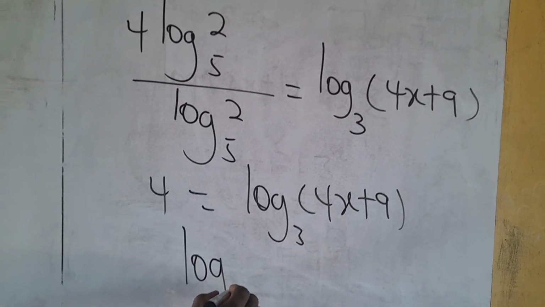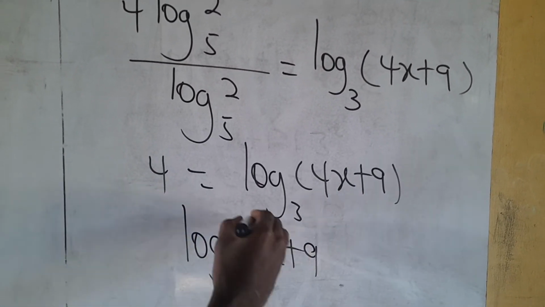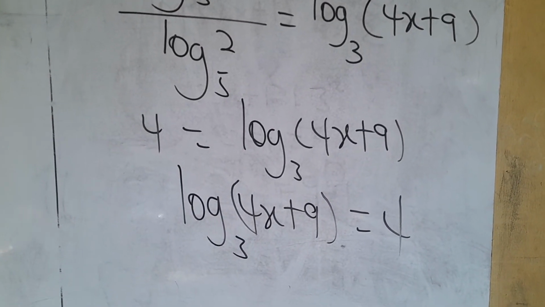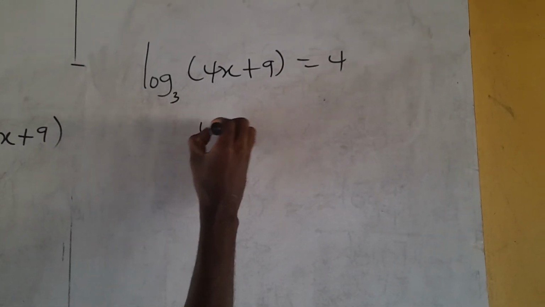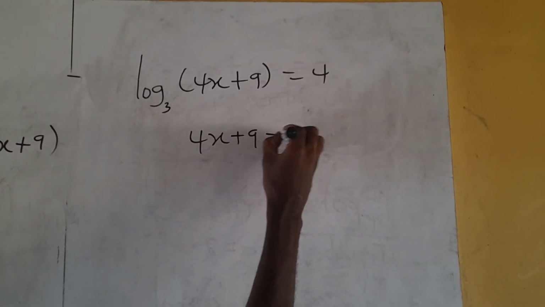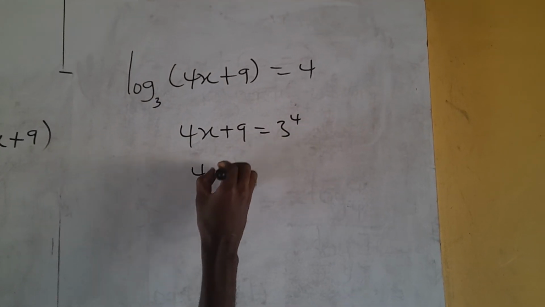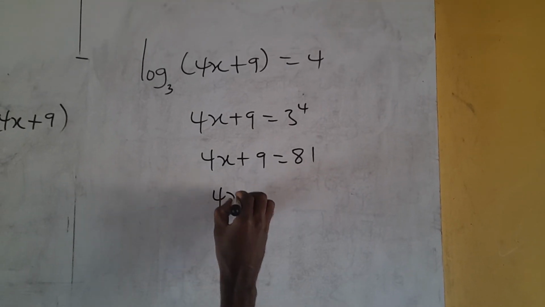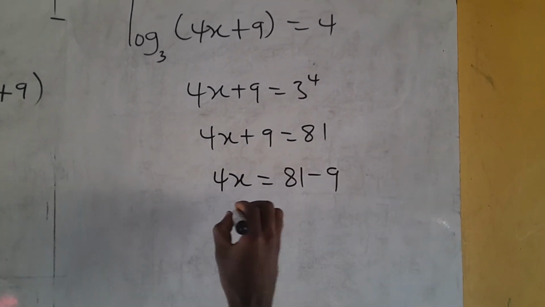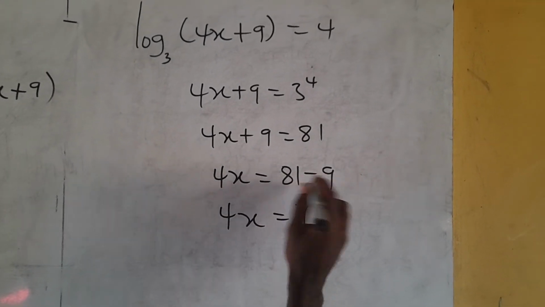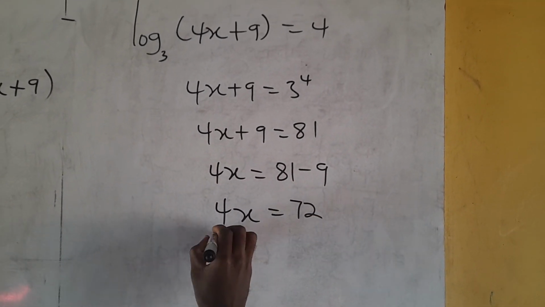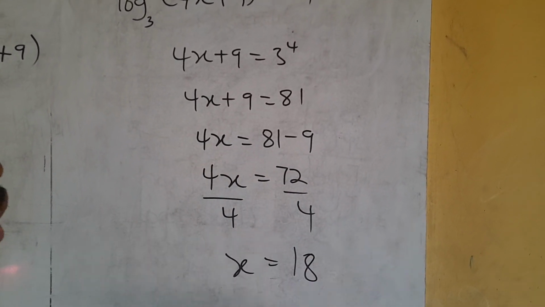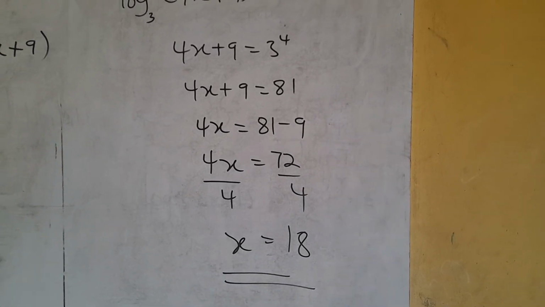So our log 4x plus 9 base 3 is equal to 4. When we apply our property here, we can say 4x plus 9 will be equal to 3 exponent 4. 3 exponent 4 is 81. So 4x will be equal to 81 minus 9. 4x will be equal to 72. We divide both sides by 4. 72 divided by 4 is 18. Then we can say x is 18.